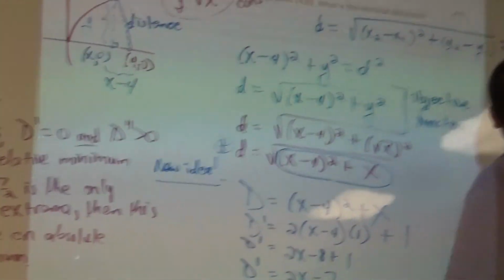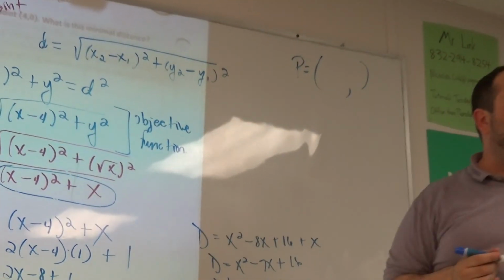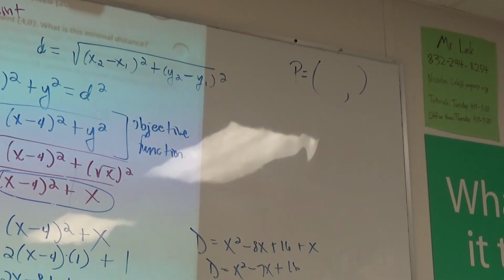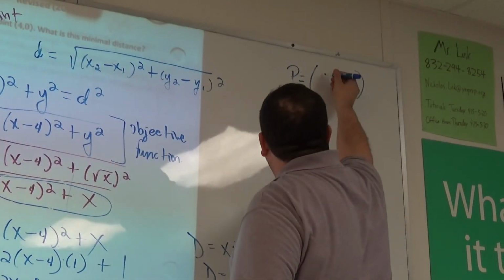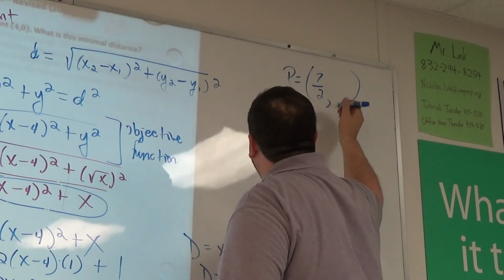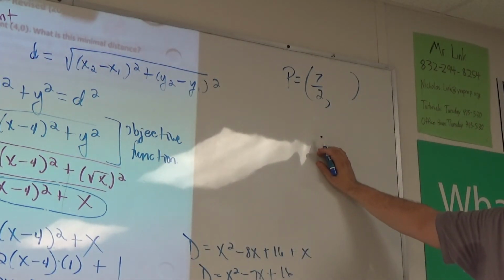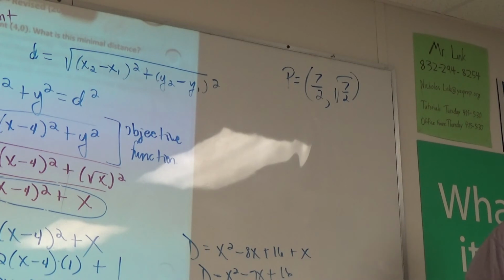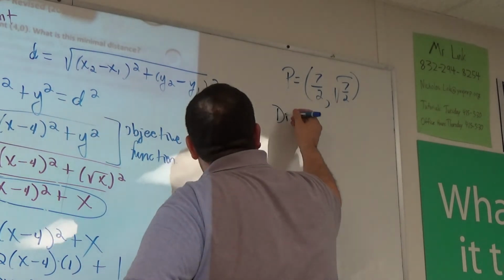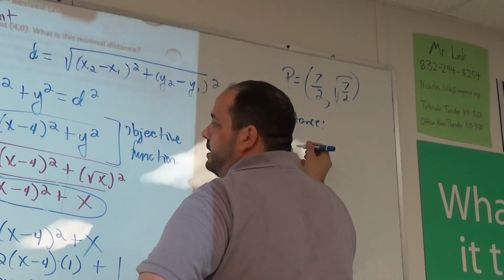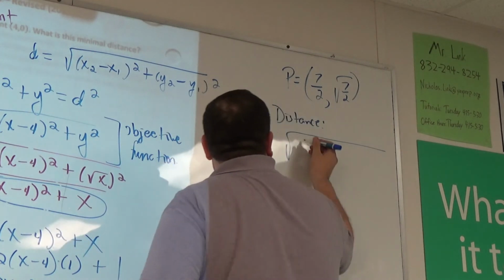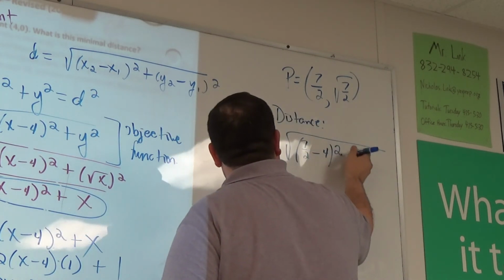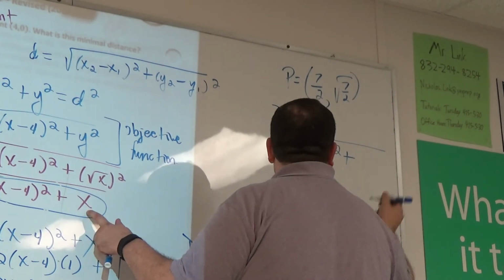Point P, where's point P? What are the coordinates for point P? 7 over 2 is the x value. Where's the y value? We have to plug it into y equals the square root of x. Right, so if x equals 7 over 2, then y is square root of 7 over 2. What's the distance? Plug it into D. The distance is going to be the square root of (7 over 2 minus 4) squared plus 7 over 2.